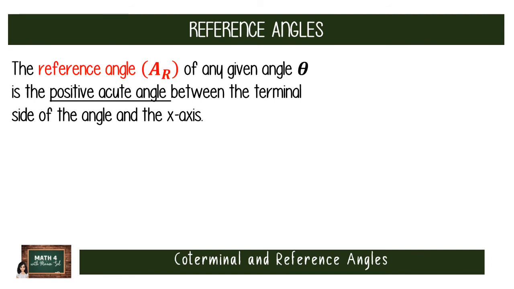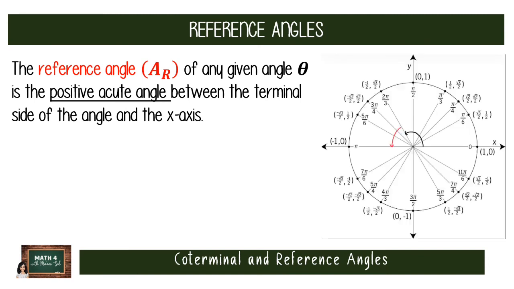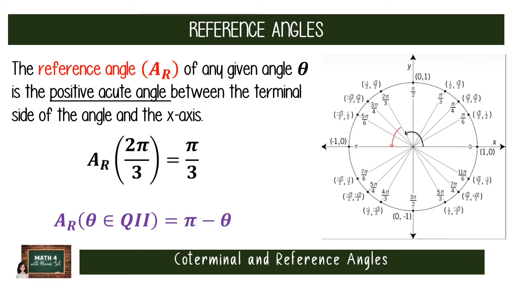Let's also have an angle theta in quadrant 2. Here, theta measures 2 pi over 3 radians. To find the reference angle, we look at the positive acute angle between the terminal side of 2 pi over 3 and the negative x-axis, so the reference angle is pi over 3. In general, the reference angle of any given angle in quadrant 2 is equal to pi minus the given angle.